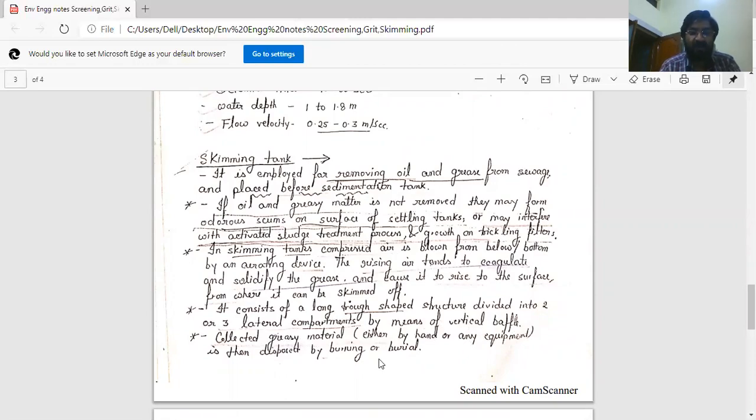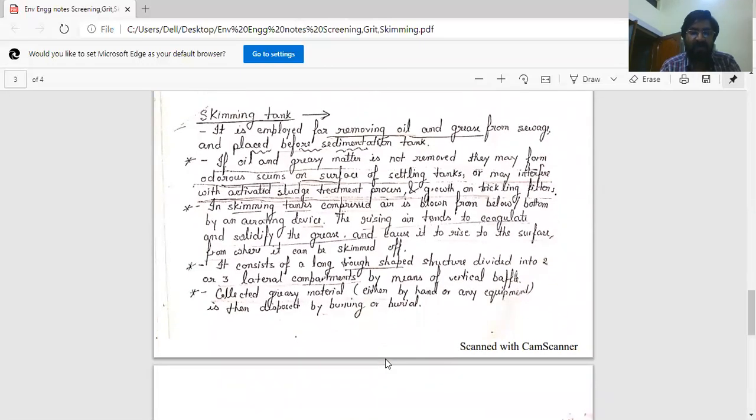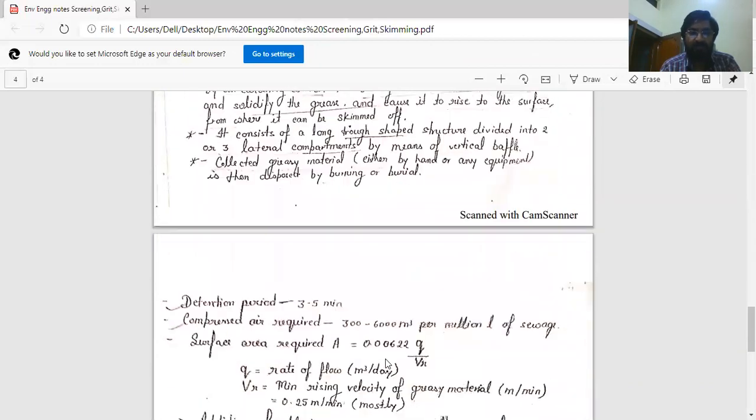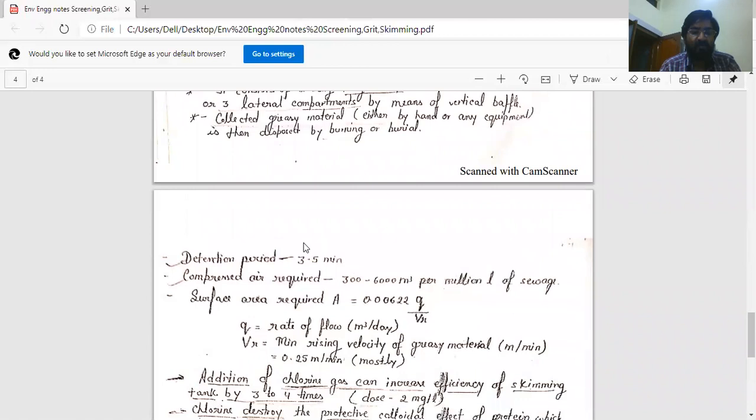Collected greasy material, either by hand or any equipment, is then disposed by burying or burning. Burning in incinerator or buried in earth. Detention period of skimming tank is 3.5 minutes. Compressed air requirement for grease is 300 to 600 cubic meter per million liter of sewage.